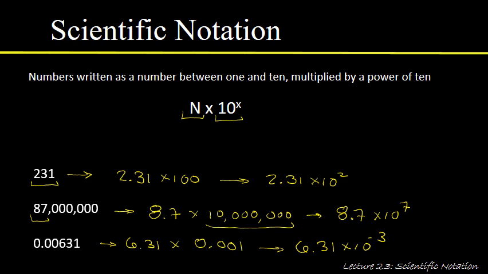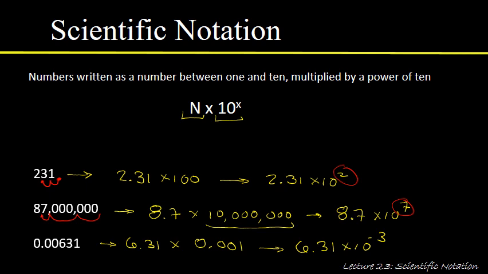Now notice also when we change these numbers to a number between 1 and 10, we have to move the decimal over a couple of spots. So in the case of 231, we move the decimal over 2 spots, and notice the exponent of the 10 is a 2. In 87 million, we have to move the decimal over. I'm going to go in little jumps, 3 spots, 6 spots, and then one more, 7 spots, and our exponent is a 7.